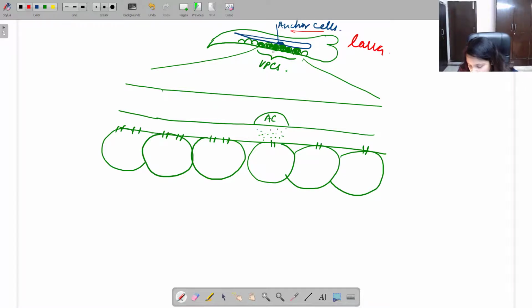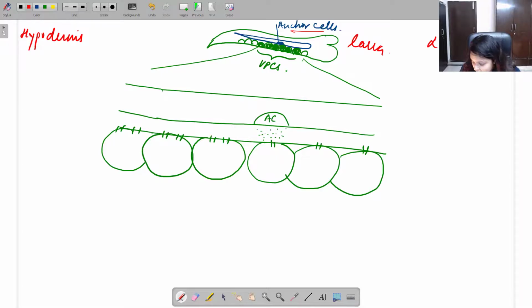So how does VPC form and what is the fate of VPC? Let's see. Below the anchor cell 11 P cells are present, and the normal fate of these P cells is to be converted into hypodermis. Okay, normal fate is hypodermis. Okay, but the anchor cell releases certain factors. What are those factors?